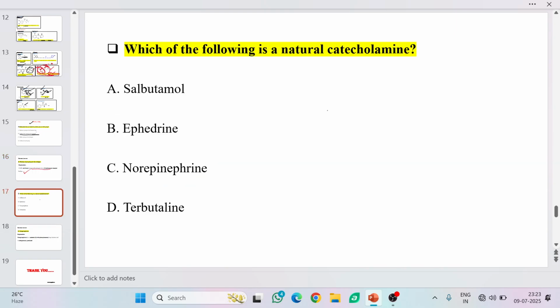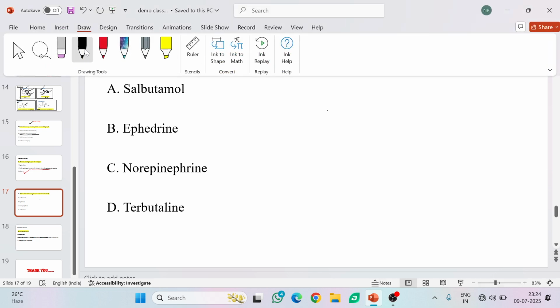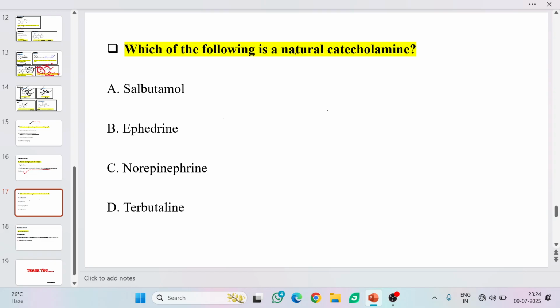Okay. Now, second question. Which of the following is a natural catecholamine? Options are salbutamol, ephedrine, adrenaline or norepinephrine. Sorry, epinephrine is different, ephedrine is different. So this is ephedrine. Always remember, do not get confused. Okay, ephedrine. This is ephedrine. Norepinephrine or noradrenaline and terbutaline. Okay, so these are the options.